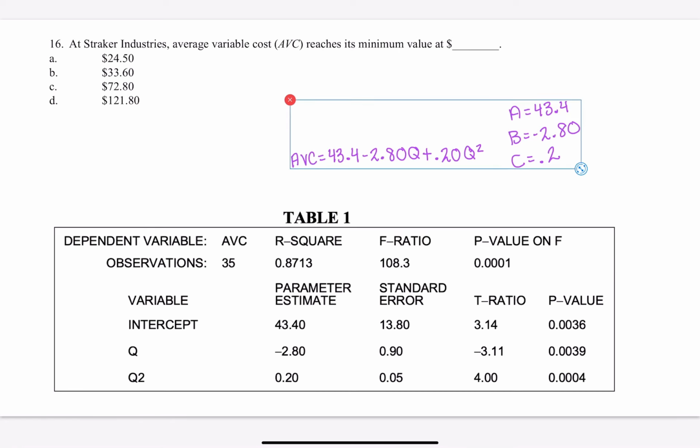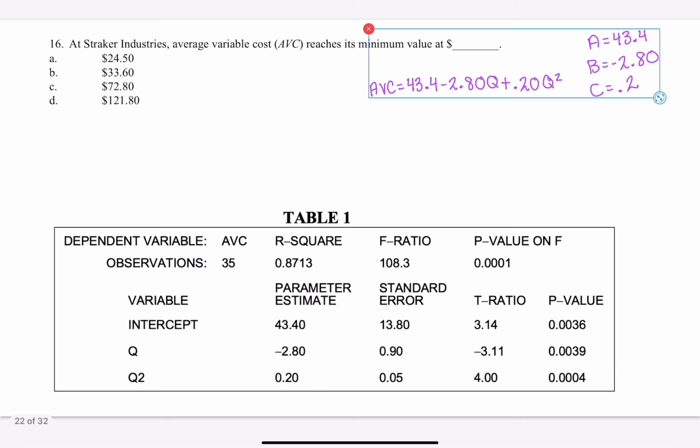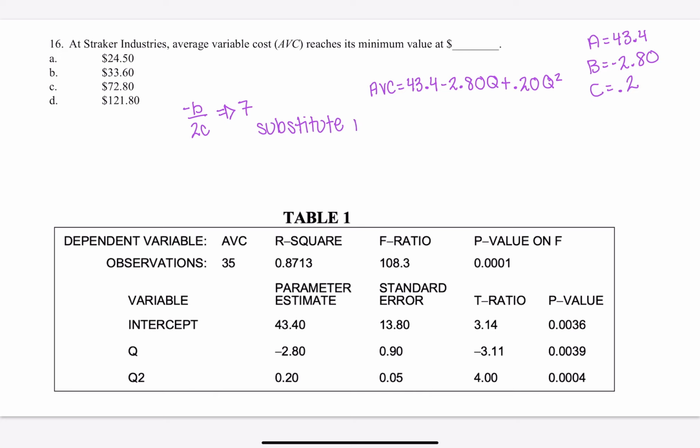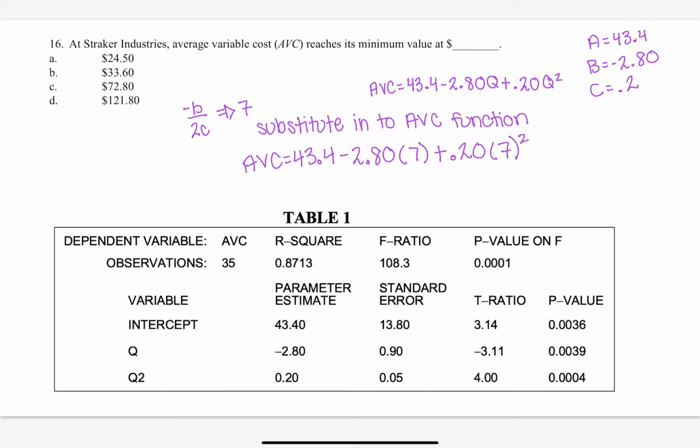At Straker Industries, average variable cost reaches its minimum value at. So we just said that it occurred at negative b over 2c, which gave us 7. So we're going to substitute that into our average variable cost function. So average variable cost equals 43.4 minus 2.80 times 7 plus 0.20 times 7 squared, which gives us average variable costs equal to $33.60.